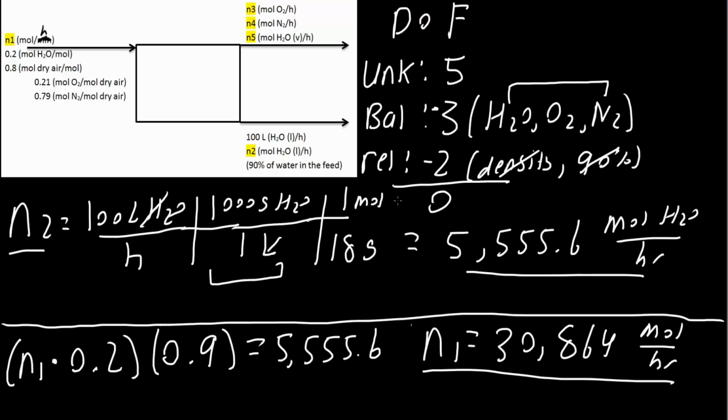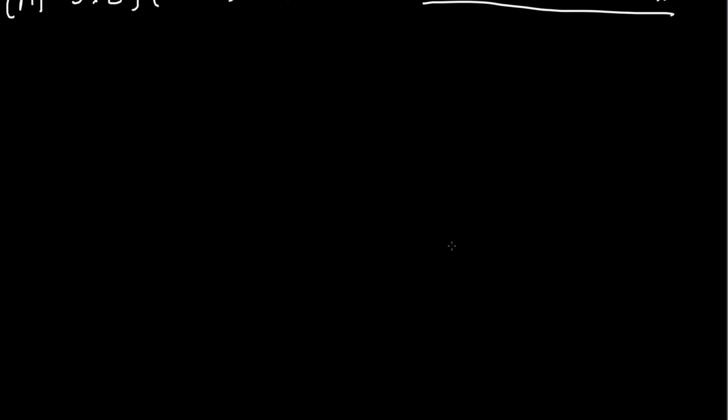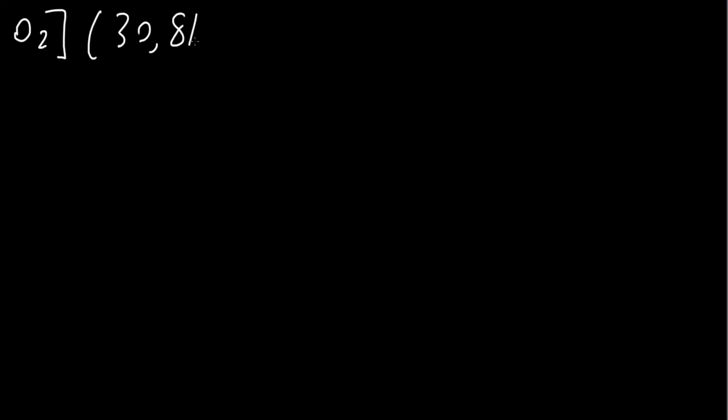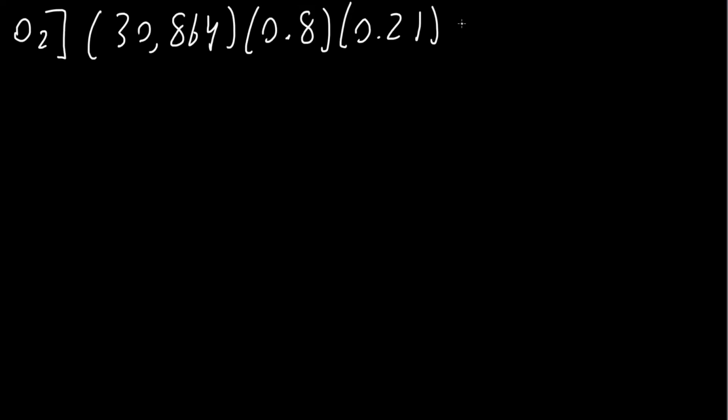I'm going to scroll down a bit. If you want, you can pause the video here and write down what we have. Let's solve for oxygen, nitrogen, and water to ultimately solve our problem. So the O2 balance: in our input, we had 30,864, times 0.8, times 0.21, and that's going to equal N3.